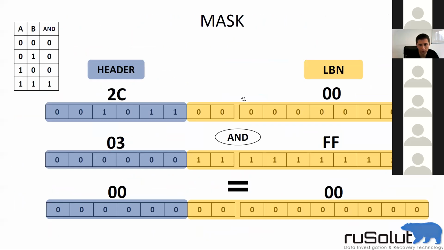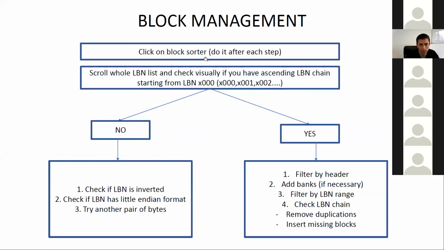And once I have it, I switch to this square. I can proceed with a filter by header, banks, LBN range, and so on. So that's what we do when we don't see normal chain, normal sequence. We struggle a little bit with this checking and then switch to these ones. Okay.